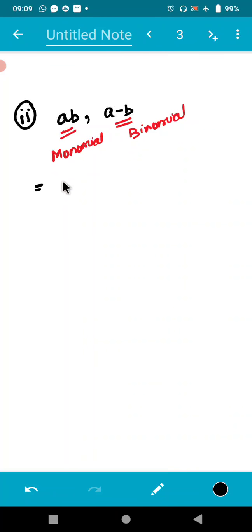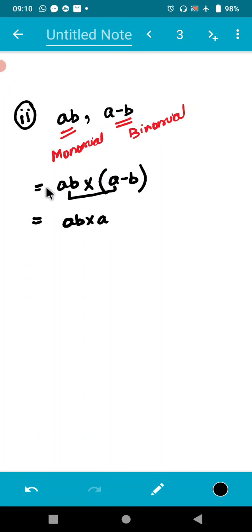We have to write the monomial expression first, then we have to give multiplication sign, and then we have to put bracket, and inside the bracket we have to write the binomial expression. Now next step, we have to multiply this AB with the first expression given inside the bracket, that is AB into A. Now what sign we have with AB? No sign, that means plus sign. So plus minus is minus, and then again we have to multiply this AB with B. Okay, so AB into B.